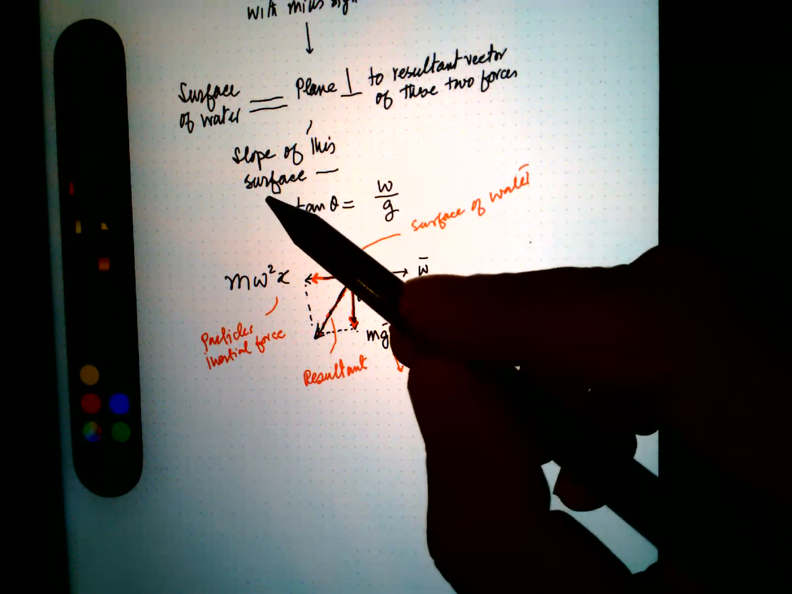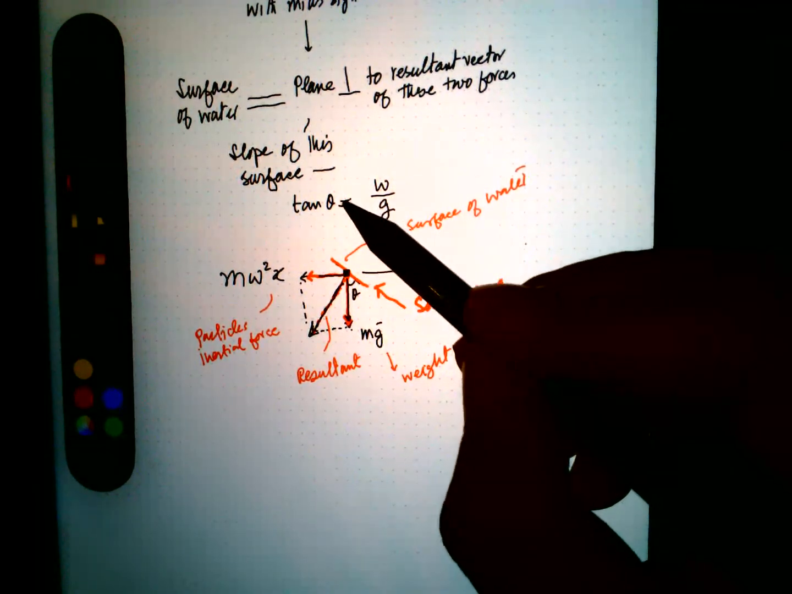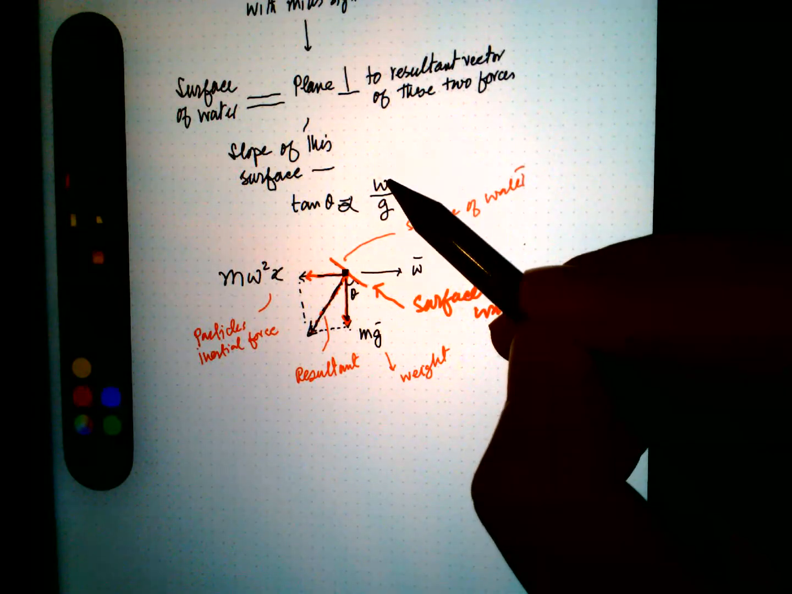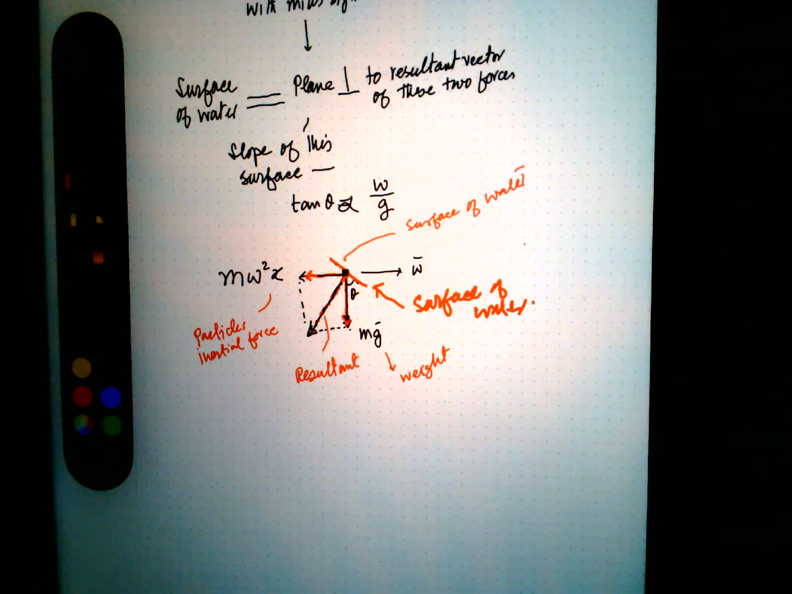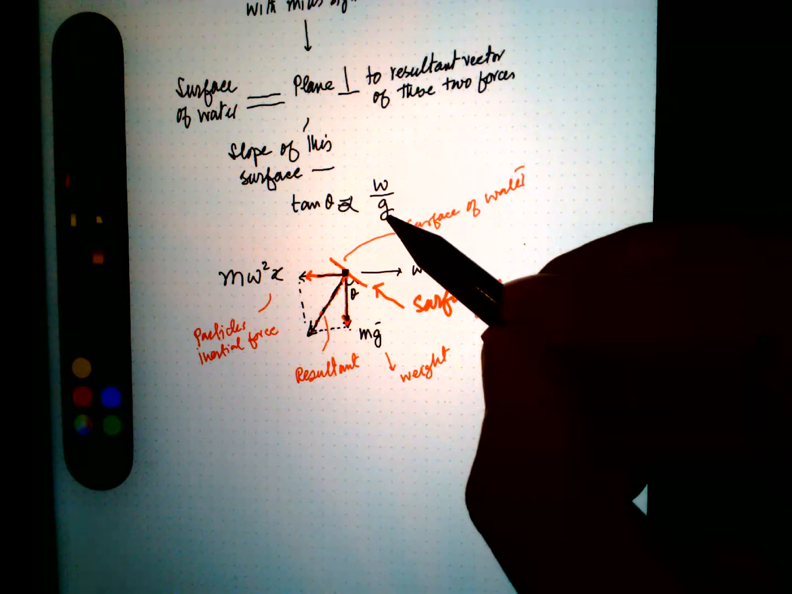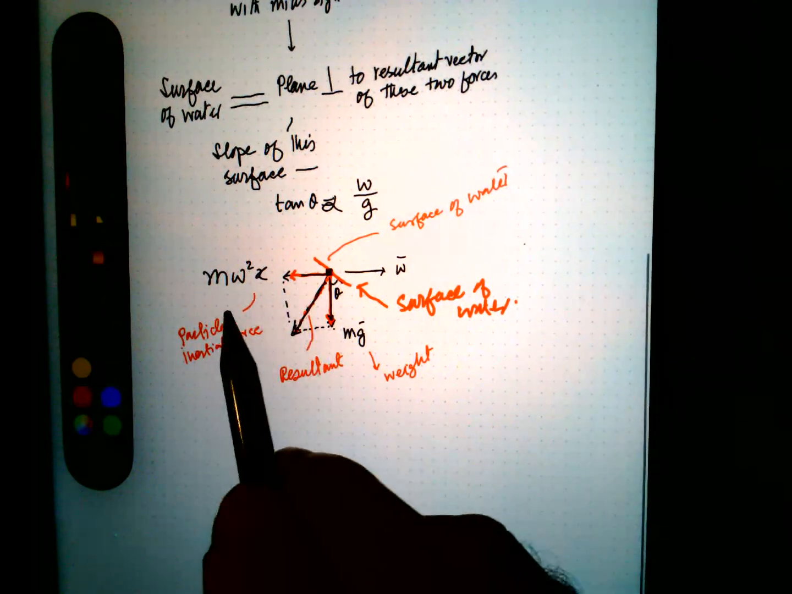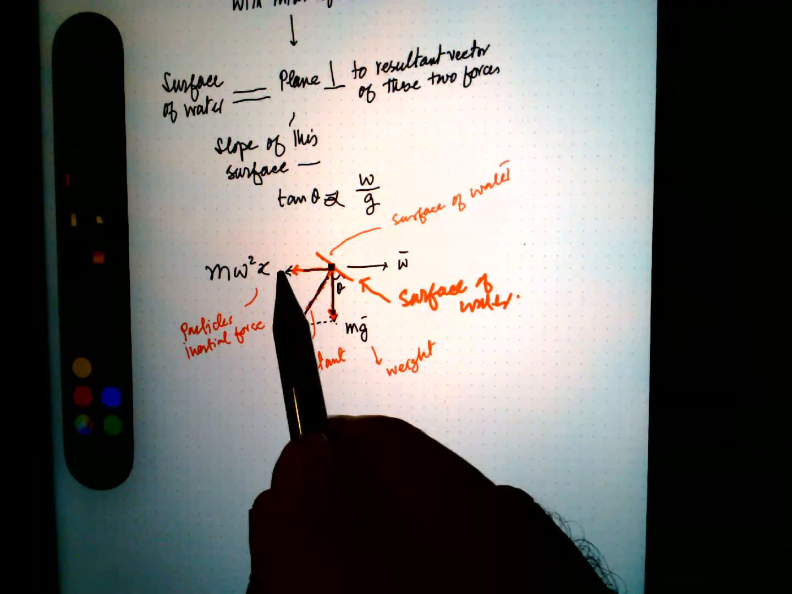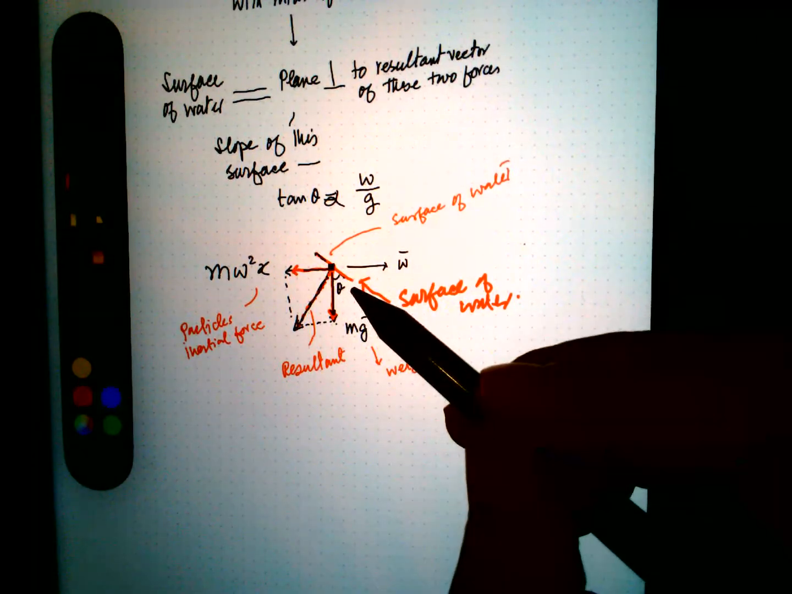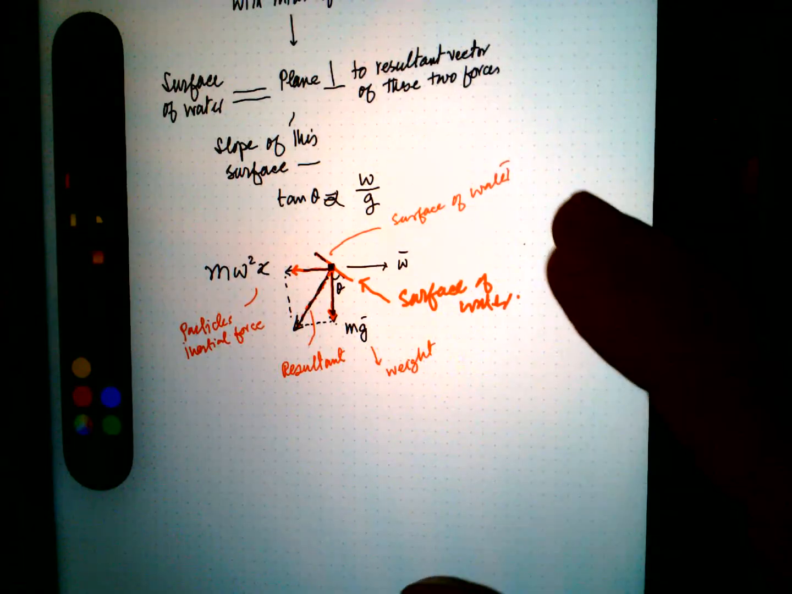The shape of the surface is described by the tangent of theta, which is proportional to the angular velocity divided by gravity. So this is the particle's inertial force on this side, this is gravity, this is the resultant, and this is the plane perpendicular to the resultant, and it describes the shape of the surface.